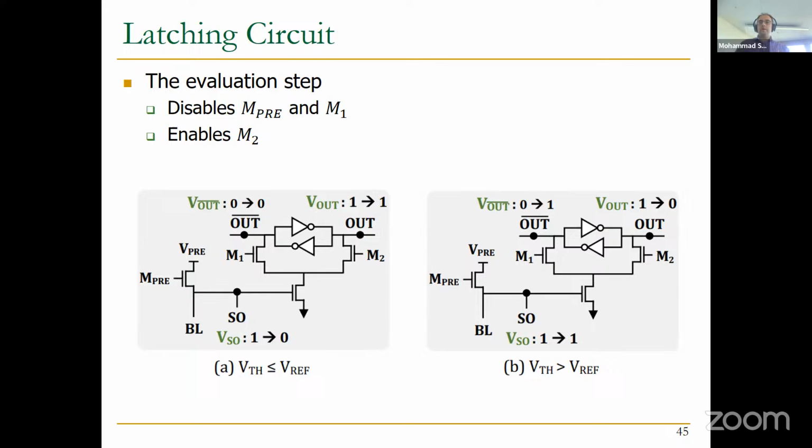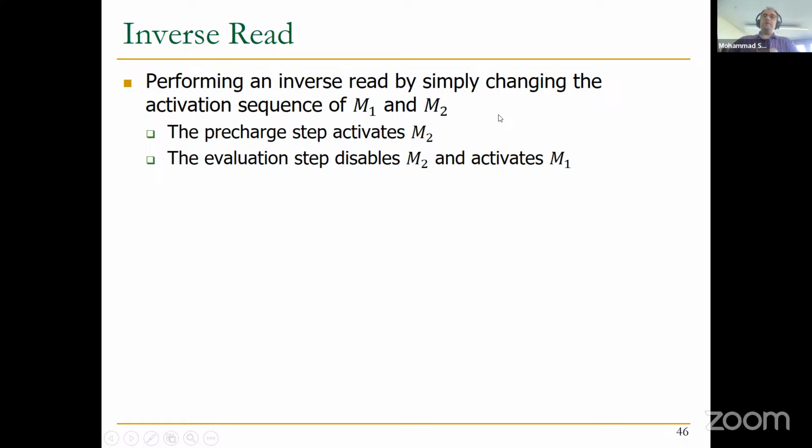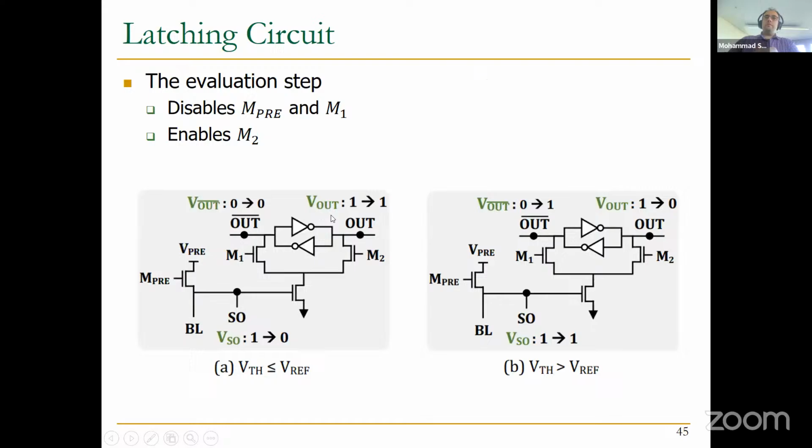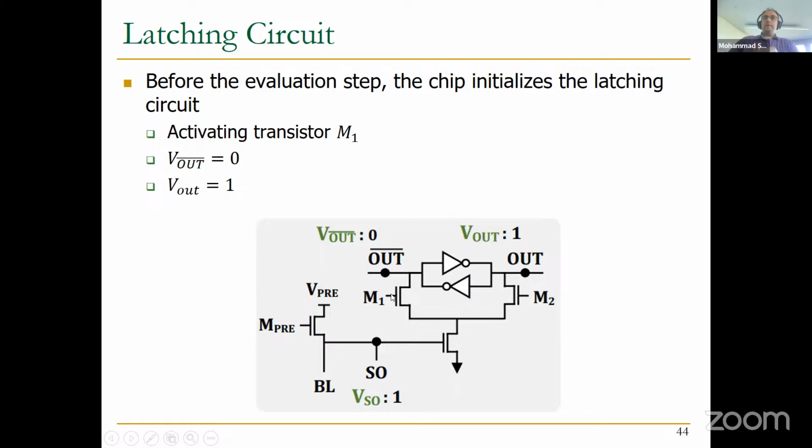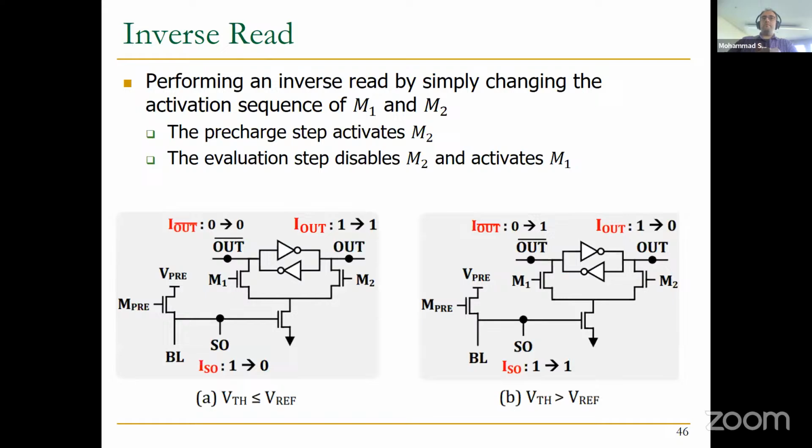In order to do that, you simply change the activation sequence of M1 and M2. In the pre-charge state, instead of activating the M1 transistor, we activate M2. And in the evaluation step, we deactivate M2 and we activate M1. With that, you can read inverse easily. In this plot, you can also see the reason. Is that clear?